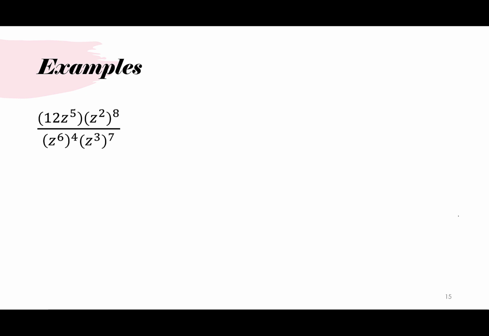So I have 12 z to the 5th times z squared to the 8th divided by z to the 6th to the 4th over z cubed to the 7th. So the first 12 z to the 5th, I just want to leave that alone for now. And I want to look at the z squared to the 8th and think I have z to the 2 times 8. I'm going to divide by z to the 6th to the 4th. I write z to the 6 times 4. I'm going to multiply that by z cubed to the 7th is z to the 3 times 7.